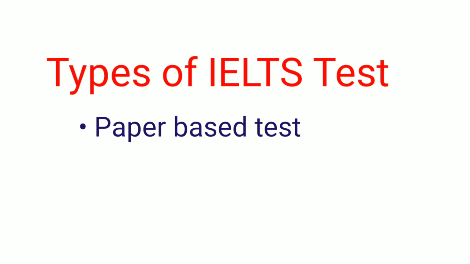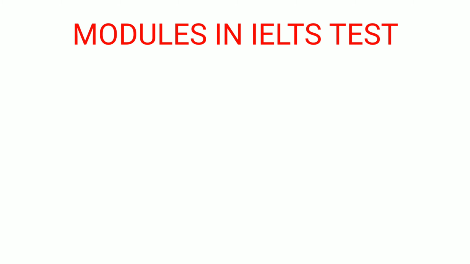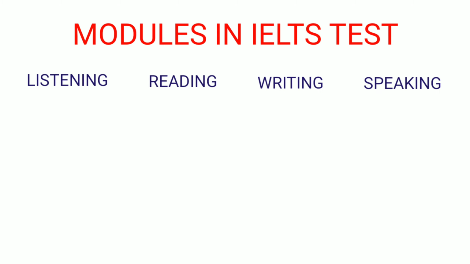Types of IELTS test. There are a paper-based test and an online test, in which you can choose the option that you are comfortable with. Next, modules in the IELTS test. There are 4 modules for both general and academic tests. They are listening, reading, writing and speaking.